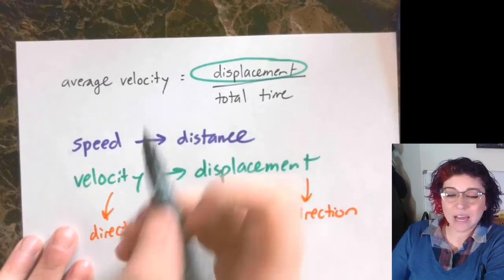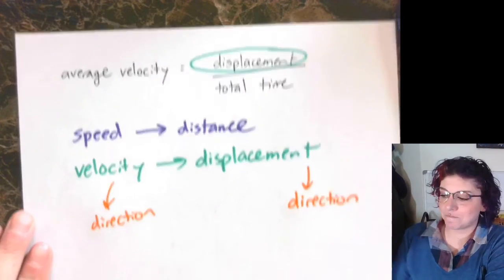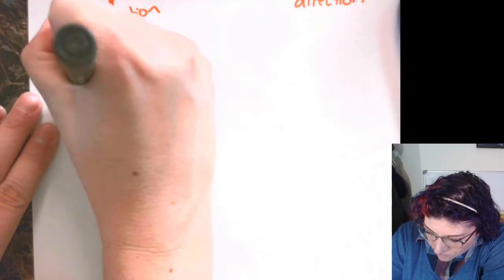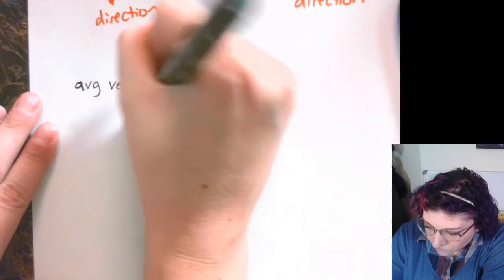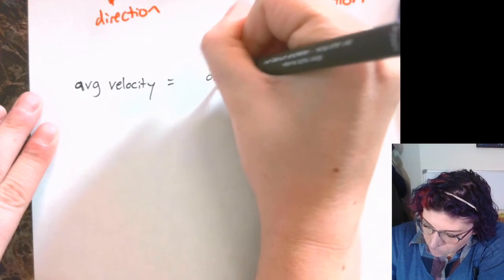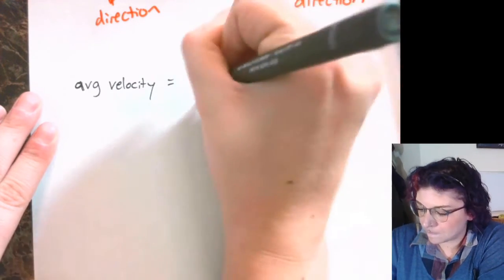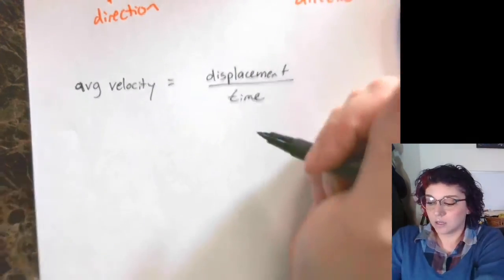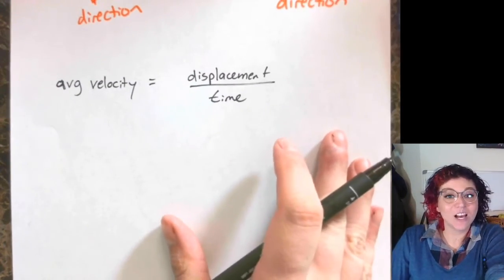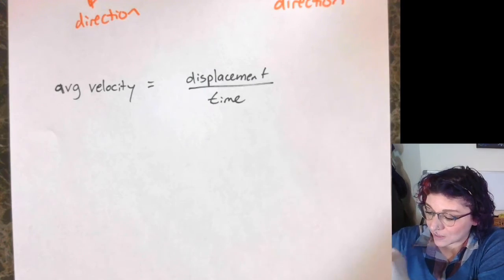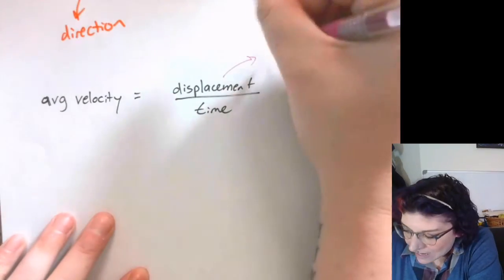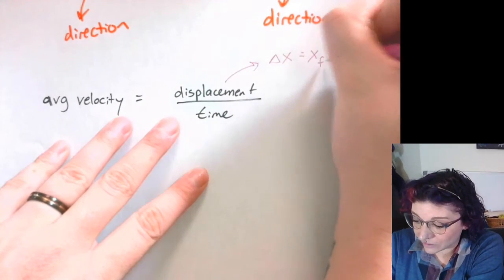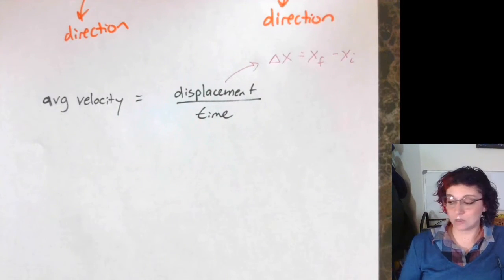All right, let's go back to this equation. Let's develop it a little bit more, okay? So we have average velocity. I'm going to say AVG equals displacement over time. But remember, we know that displacement can be defined as delta x. Remember, that is the final position minus the initial position.